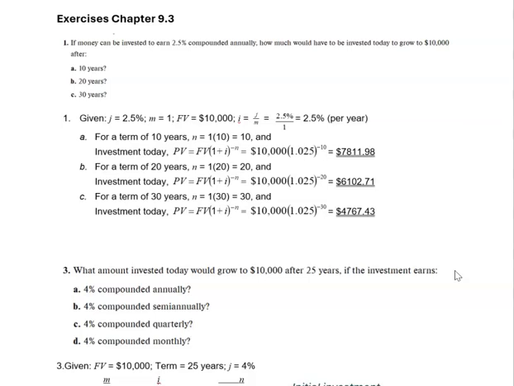If we're going to invest it for a term of 20 years, so that we want 10,000 after 20 years, again, instead of having the negative 10, we're going to have an exponent of negative 20. So then we would have to invest $6,102.71 today. And if we want 10,000 in 30 years, we would change the exponent to negative 30, and we would have to invest today $4,767.43.